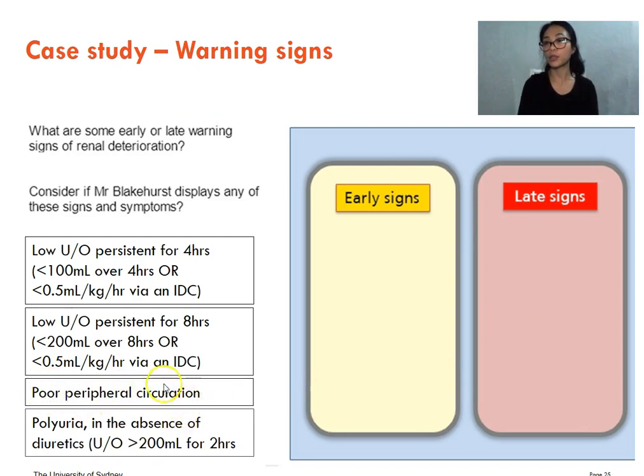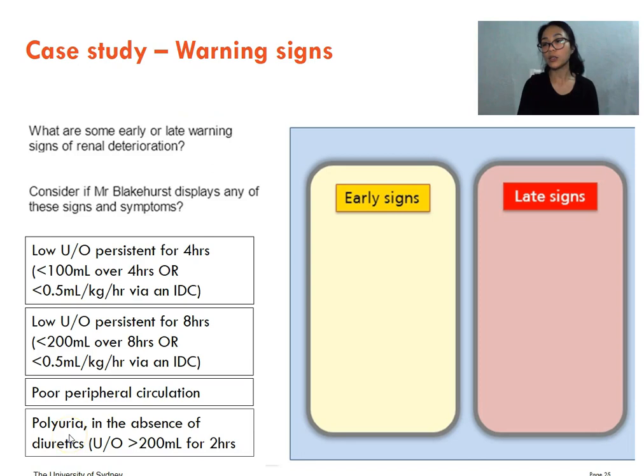What about poor peripheral circulation? Because that's also an indicator. Where would that go? Is that an early sign of deterioration or a late sign? Is it an additional yellow zone criteria or an additional red zone rapid response criteria?